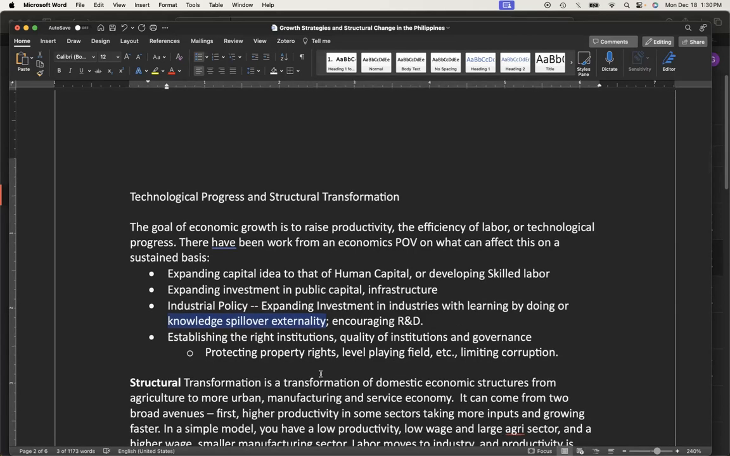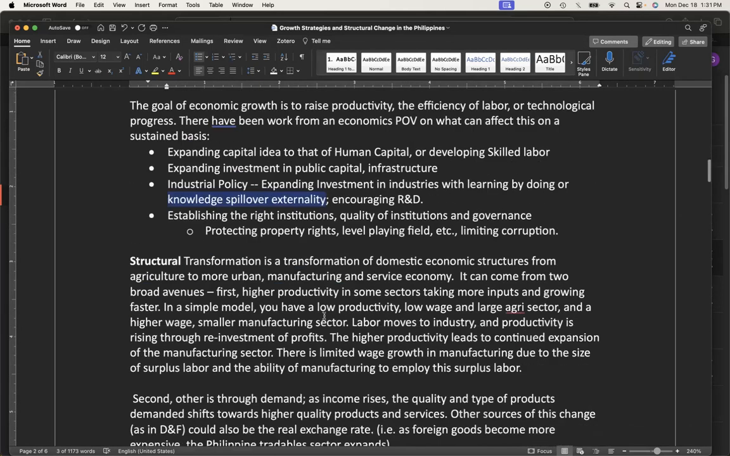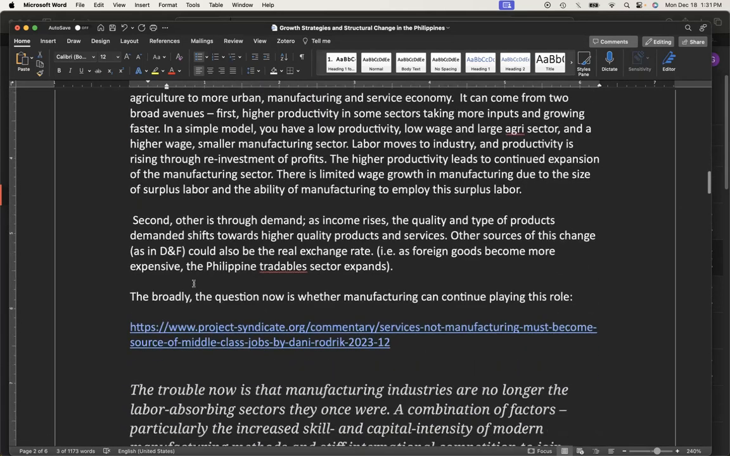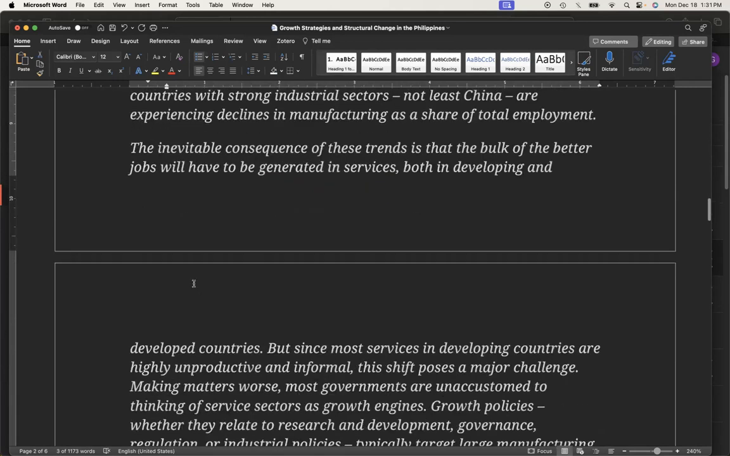And then the right institutions and the right incentives: quality institutions, governance, protection, limiting corruption, encouraging competition, lowering red tape. All of these will tend to raise productivity and raise long-run growth rates. So we'll skip structural transformation for now.